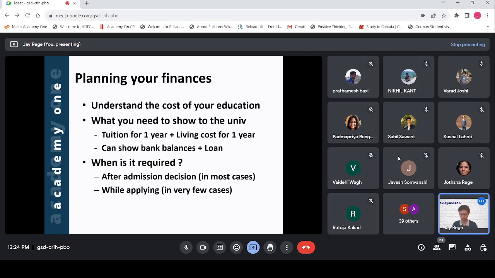The proof of funds can be your sanctioned bank loan letters. It could be money that you, your parents, or someone else has. It need not even be family. Anybody who is willing to sponsor you can show money in savings accounts, fixed deposits, and so on. Of course, this is too early in your application process to worry about.